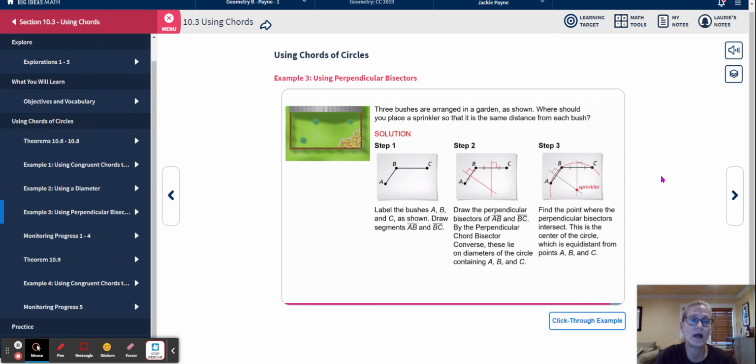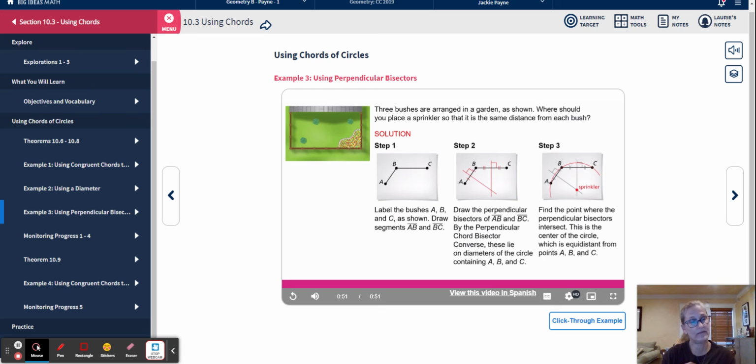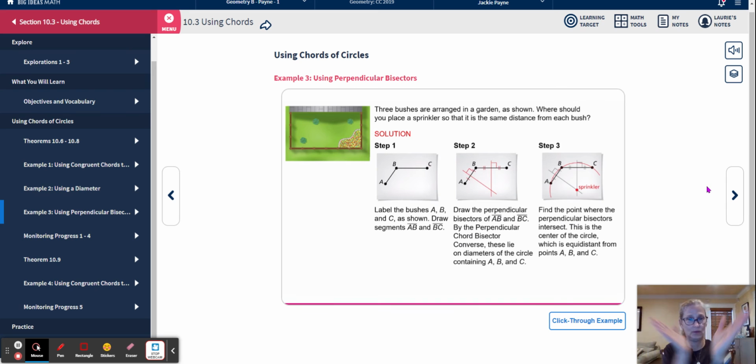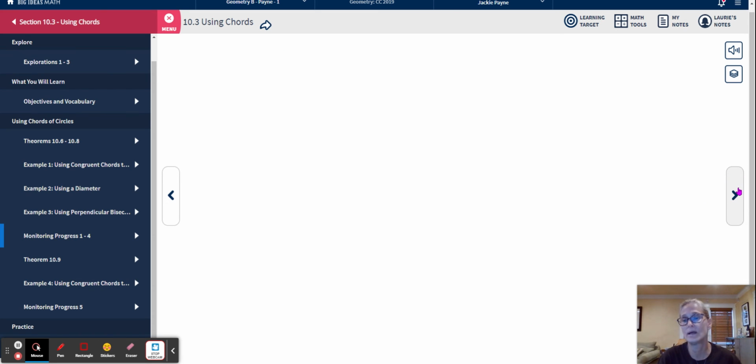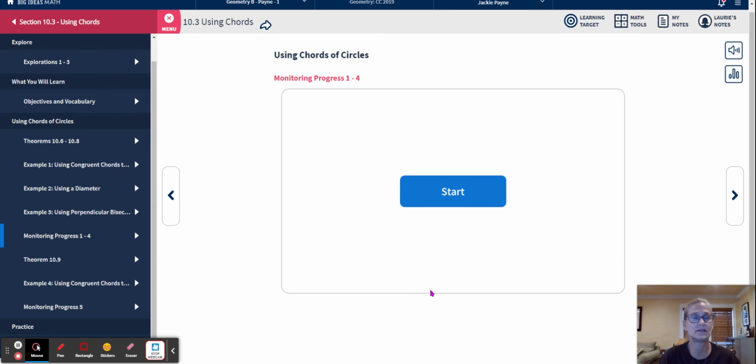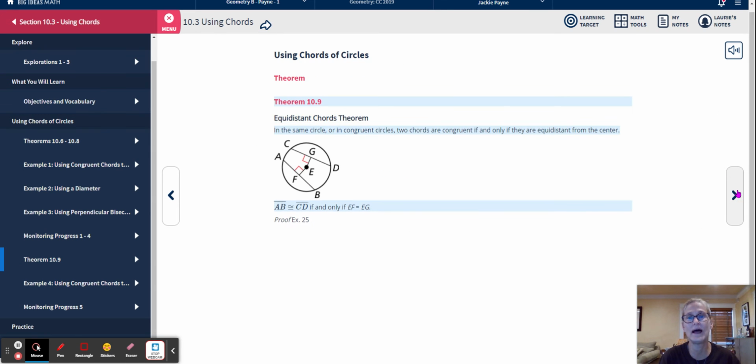Now, I don't know that we're actually doing this because, again, during our pandemic, we haven't been doing constructions, and this may be a construction example, but intuitively it should make sense to you. In this picture, you want to see where their diameters intersect. I do believe we have another example. These are examples we'll do together in class.